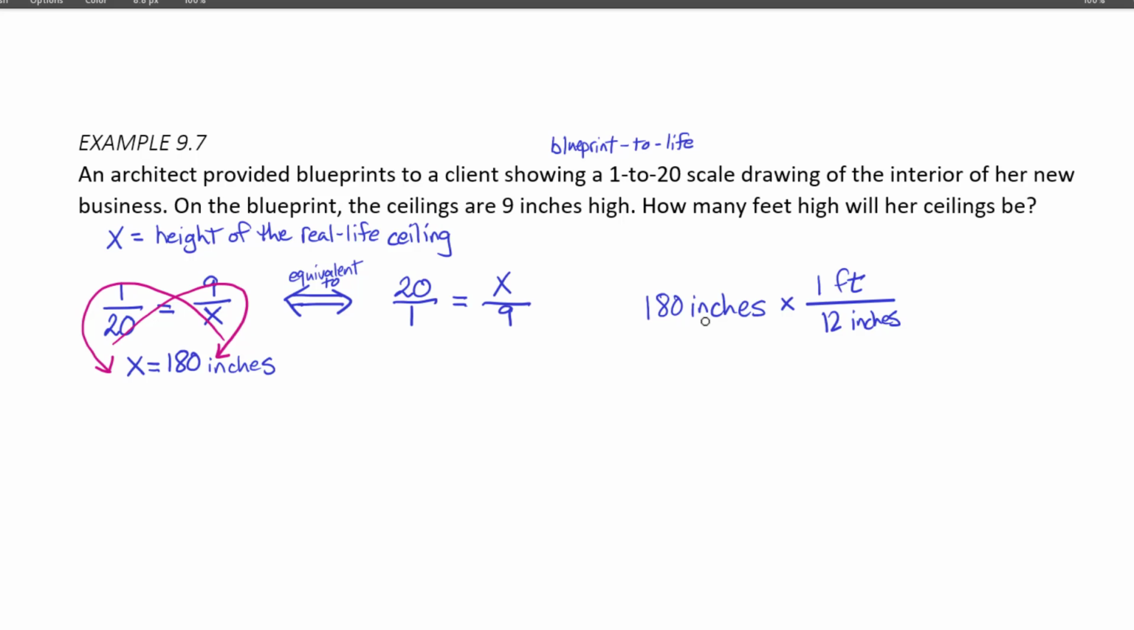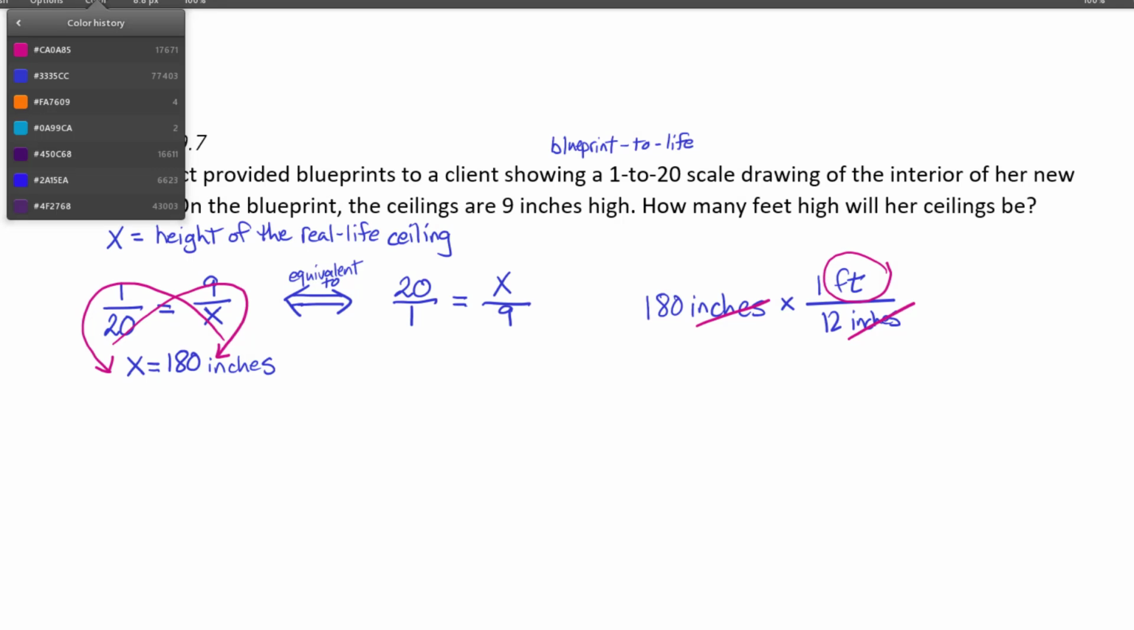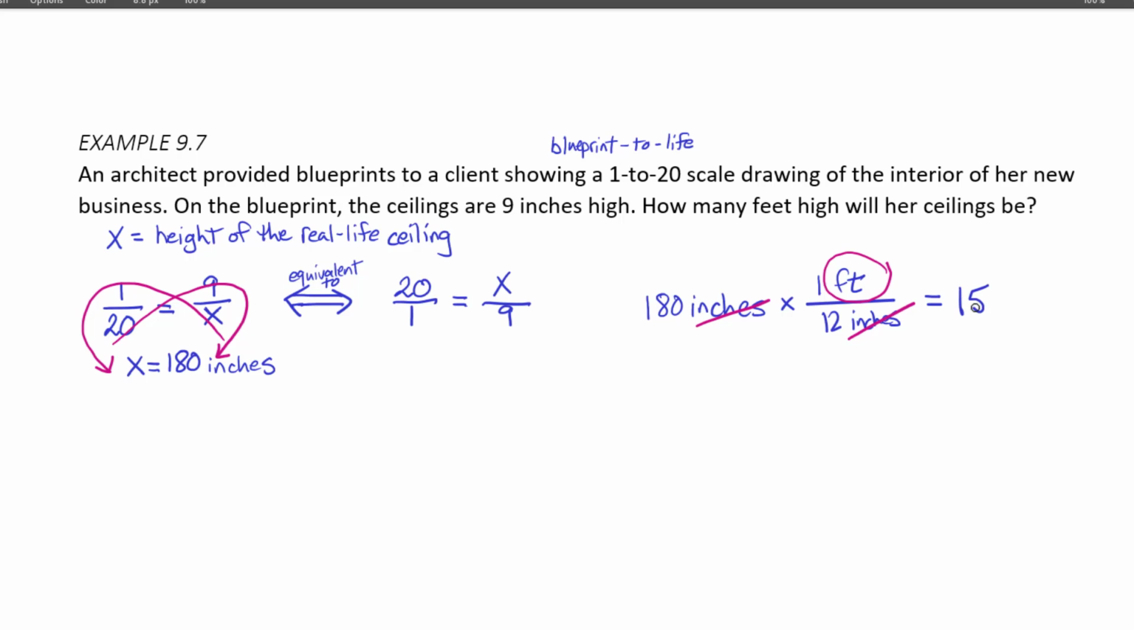180 inches is on what we would call the top. It's not a fraction, but that implies it's over 1. It cancels with the inches on the bottom of the fraction that you're multiplying it by, leaving feet as your unit. And you get that this woman is going to have 15-foot ceilings. If the conversion interests you or confuses you, please return to the units section because I think it will help.